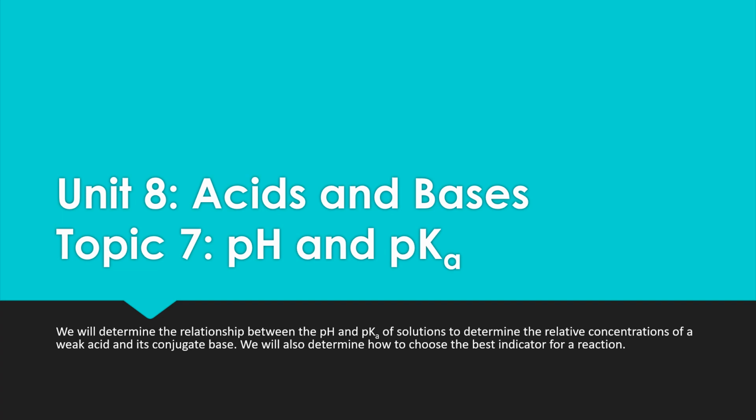All right, today we're going to take a look at Unit 8 on acids and bases, Topic 7, where we are looking at pH and pKa. We will be able to determine the relationship between the pH and the pKa of solutions to determine the relative concentrations of a weak acid and its conjugate base. We will also determine how to choose the best indicator for a reaction.